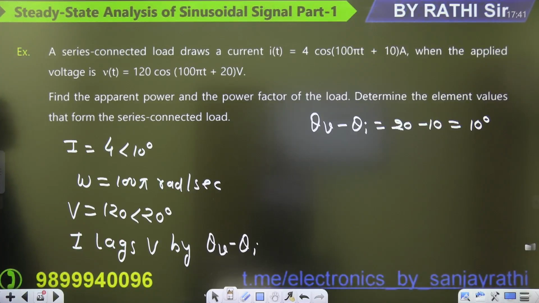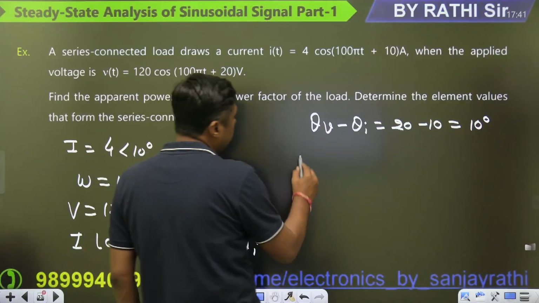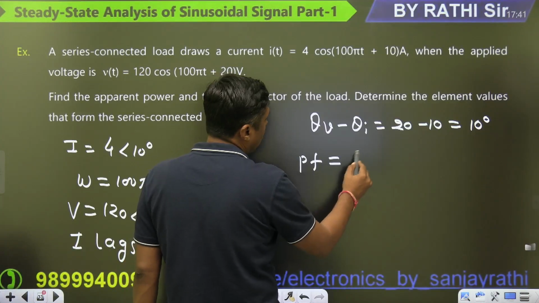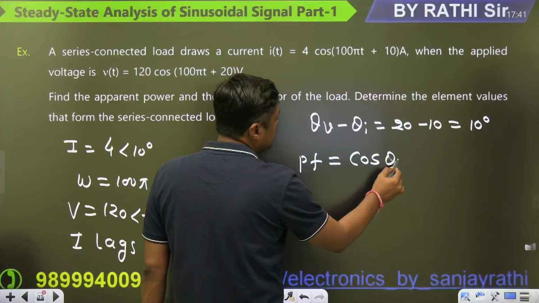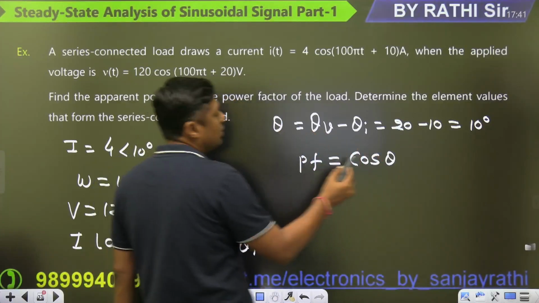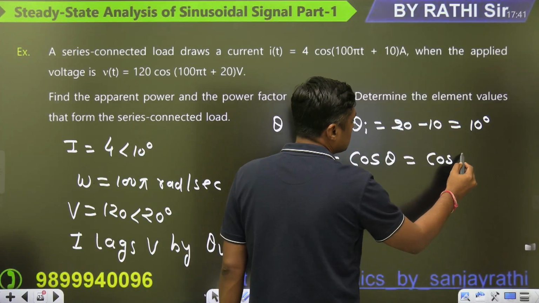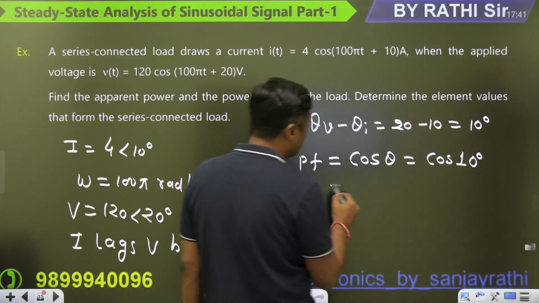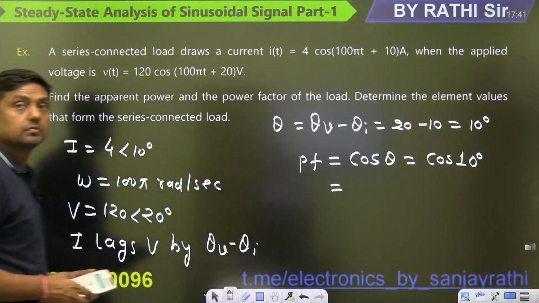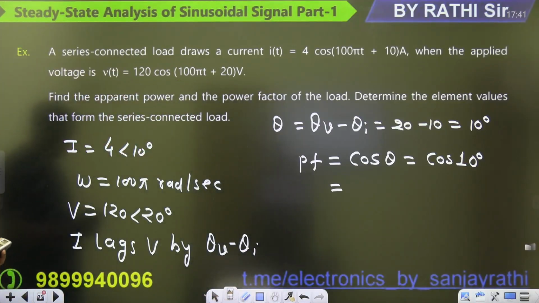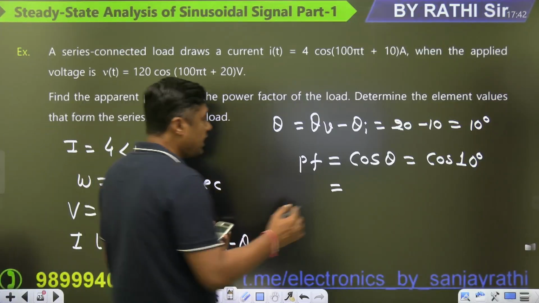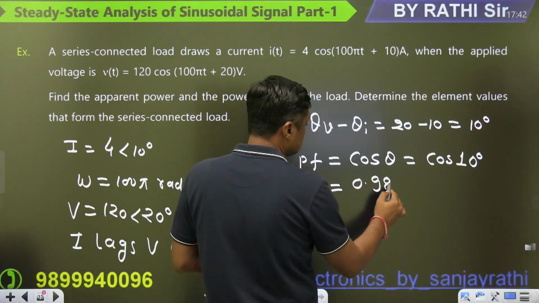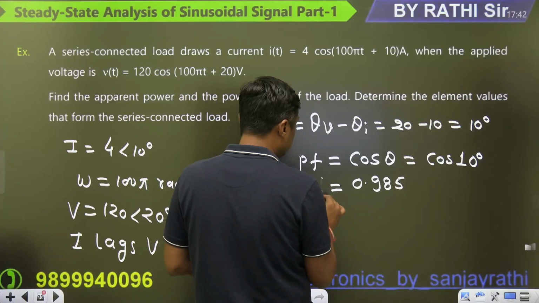So what is the phase difference between voltage and current? 10 degree. So what is the power factor? Power factor is nothing but cos theta, where theta is theta V minus theta I. So it will become cos 10. Cos of 10 degree will become the power factor. Yes, it is an inductive circuit. 0.984 or 0.985, that is the answer.